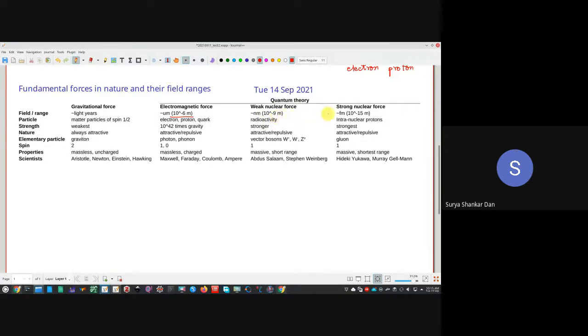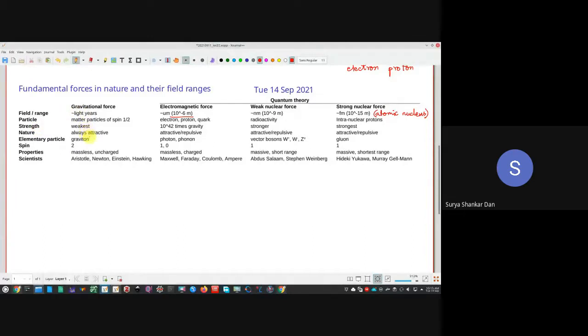Now we come to the strong nuclear force. The strong nuclear force has the range of 10 power minus 15 meters. So this order is in the atomic nucleus. The atomic nucleus falls in this kind of range. Fine. So now we essentially come into the understanding with respect to the strength of the forces.